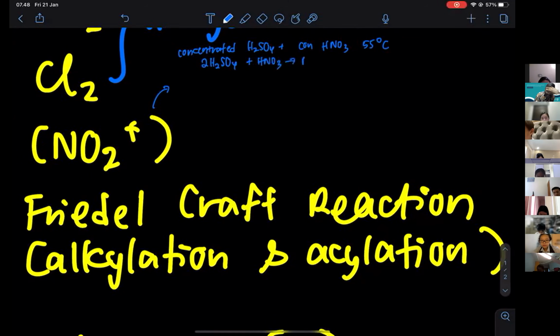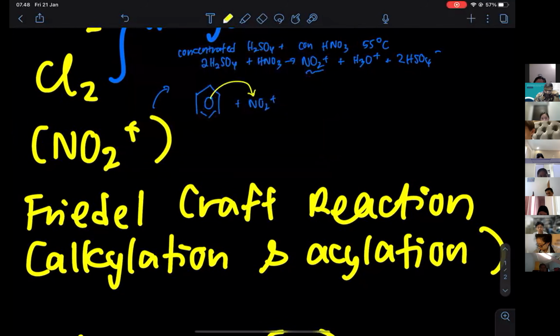You are going to get NO2+, H3O+ and HSO4-. Okay, so this is the electrophile. Once you have the benzene and you have the electrophile, what is going to happen? This one will come over here. You are going to get an intermediate like this, HNO2. Then this one will come over here.